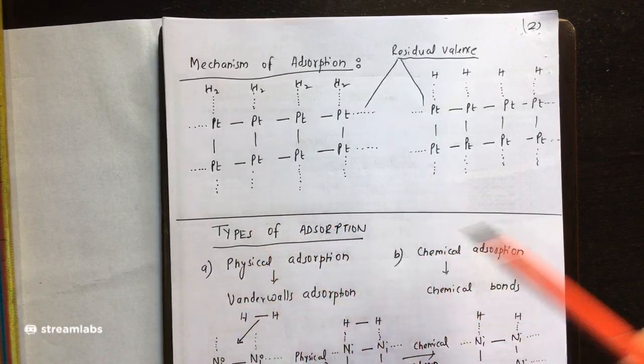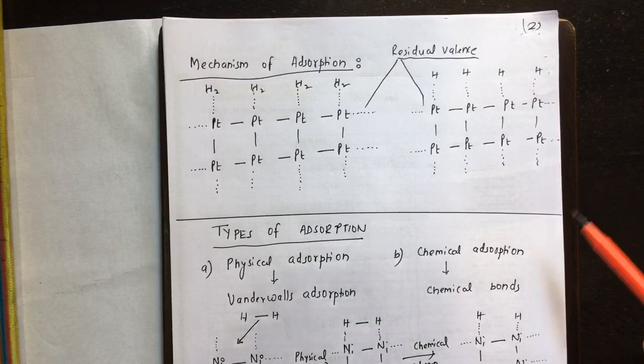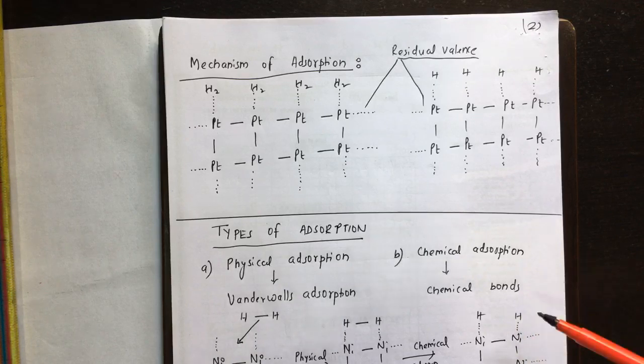So what happens? The atoms or molecules of a solid surface behave like surface molecules of a liquid. These are not surrounded by atoms or molecules of their kind. So they have unbalanced or residual attractive forces. That is how they can hold the adsorbate particles.